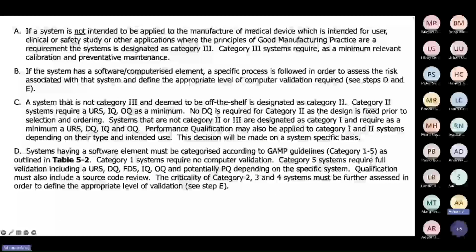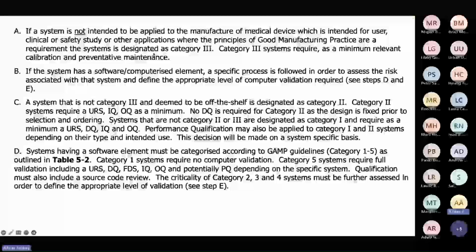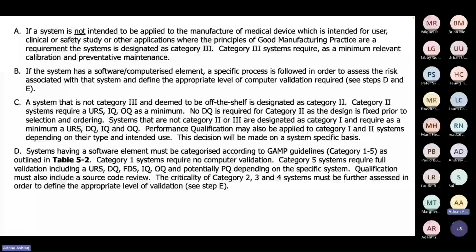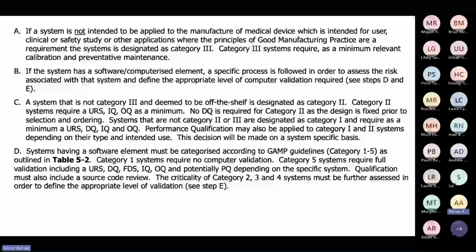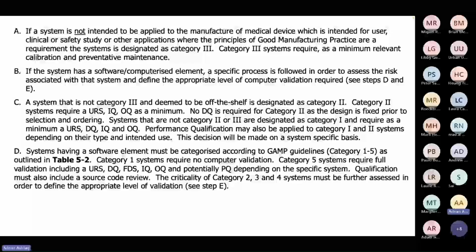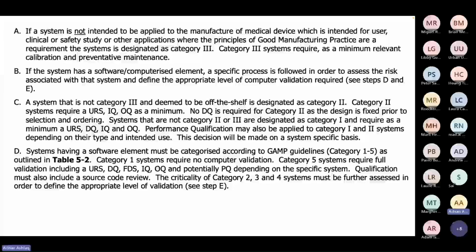So here what we're saying is, if the system is not intended to be applied to the manufactured medical device, which is intended for the use of a clinical or safety study, where the principles of GMP are requirements, the system is designated as a category 3. So that's where minimum, that's where you do your calibration and preventive maintenance. So there's no validation at that point.